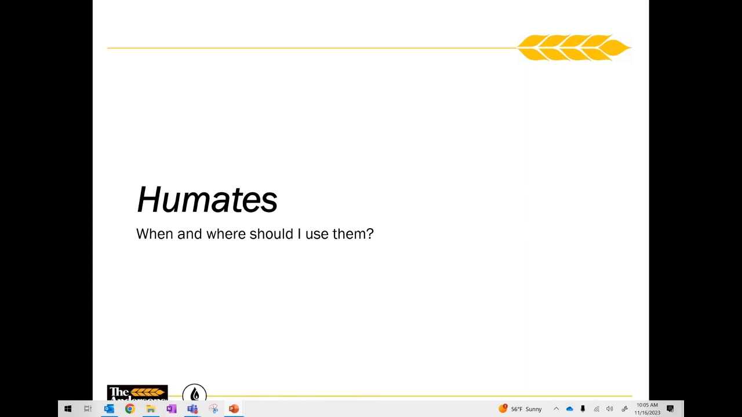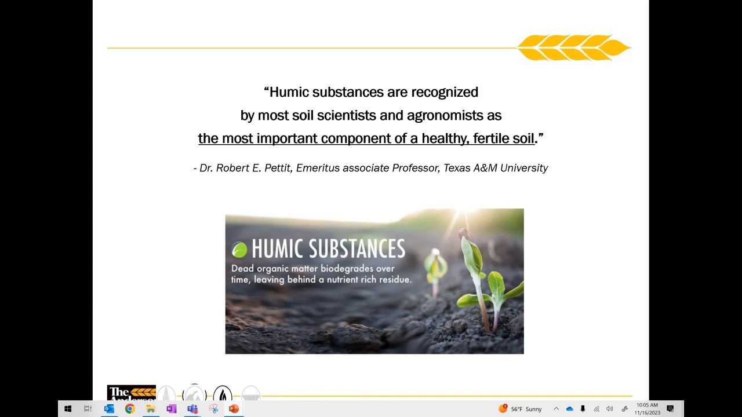So next is, where should I use them and when? Looking at this quote, this is from Dr. Robert E. Petit from Texas A&M. Basically what he has to say is, carbon and humic acids are the most important component of a healthy soil. He has done a lot of work on humic substances and their influence on soil fertility. So when you read his work, it does correlate very highly to how we position our carbon sources.